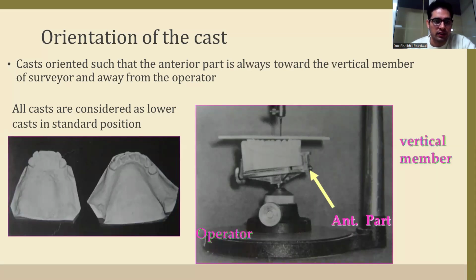Next is the orientation of the cast. How do we need to orient the cast onto the surveying table? The cast is oriented such that the interior part is always towards the vertical member of the surveyor and away from the operator. All the casts are considered as lower cast in the standard position. And we can see in this picture, this is the interior part of the cast that is to be placed in this direction.